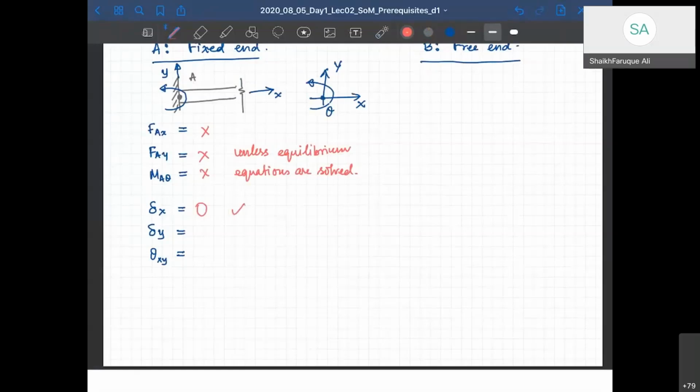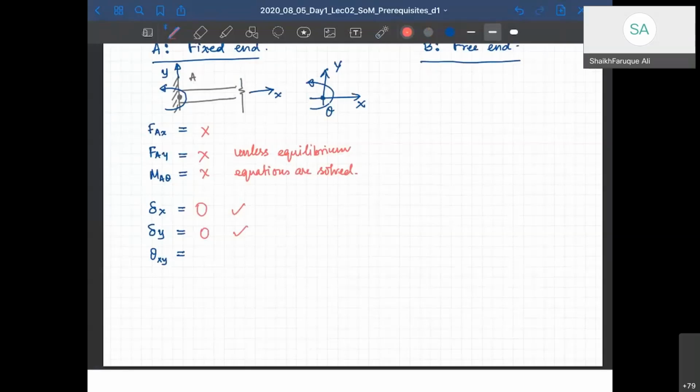What about delta y? Again, the same thing. Point A has been fixed to the coordinate system there, and therefore it cannot move out of that point, and therefore that is also going to be 0 without solving the equation. And I said it's fixed again, so it cannot rotate also, right?